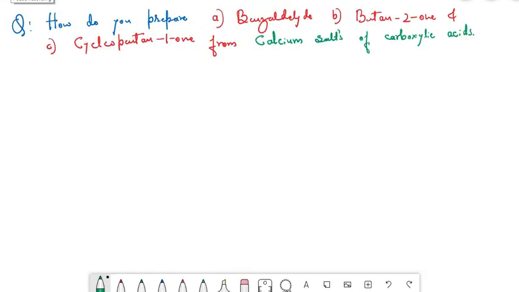So here we are having a question, students. How do you prepare benzaldehyde, that is A, and B is butan-2-one, and C is cyclopentan-1-one from calcium salts of carboxylic acids? You have to prepare the benzaldehyde. Remaining two I will be explaining here.